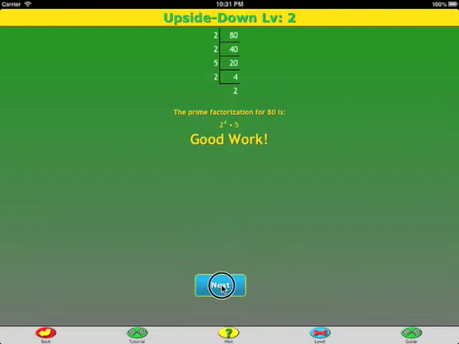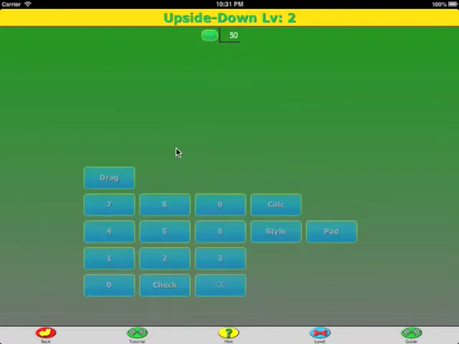Let's try one more. The number we have is 50. 50 ends in a 0. We'll enter 5. 50 divided by 5 is 10. 10 has factors of 5 and 2. Let's enter 5 and 2.